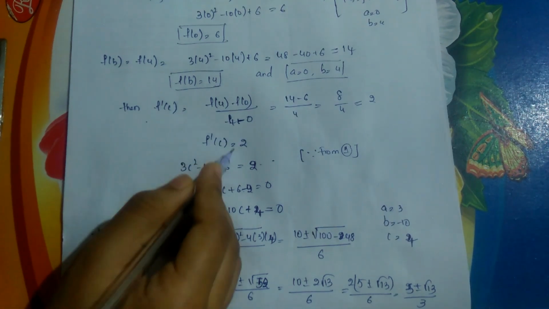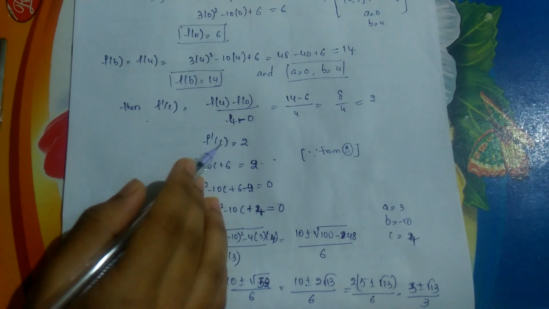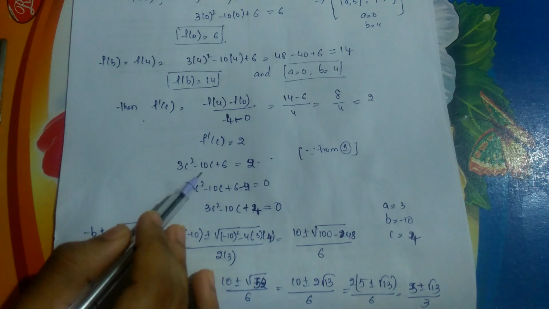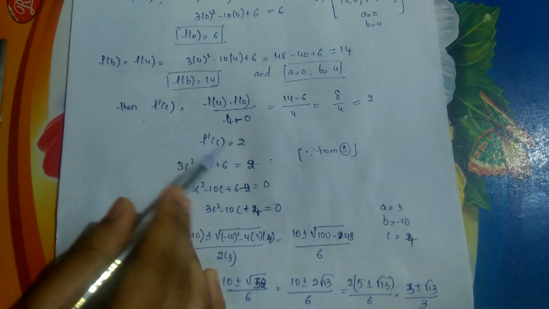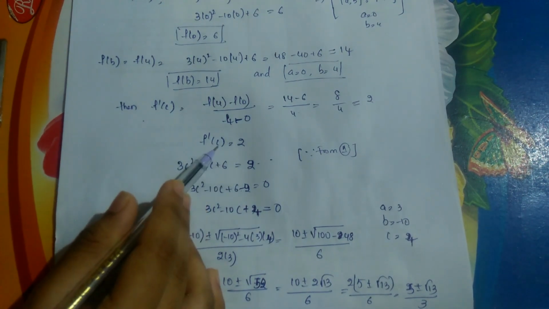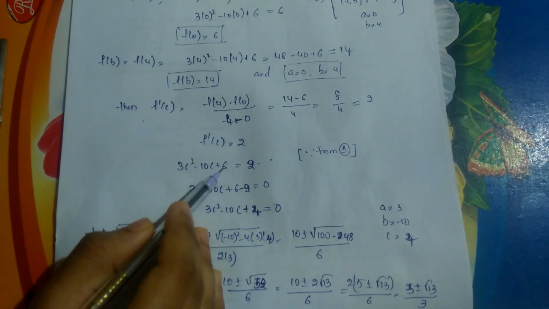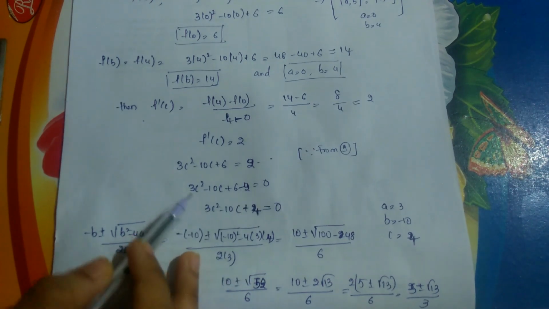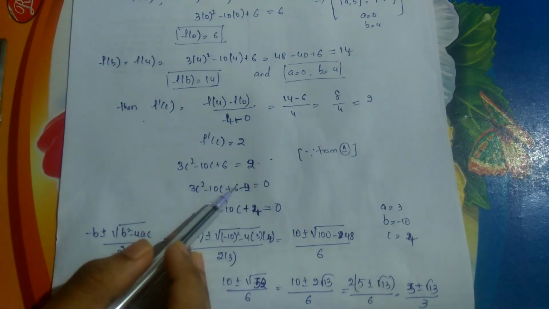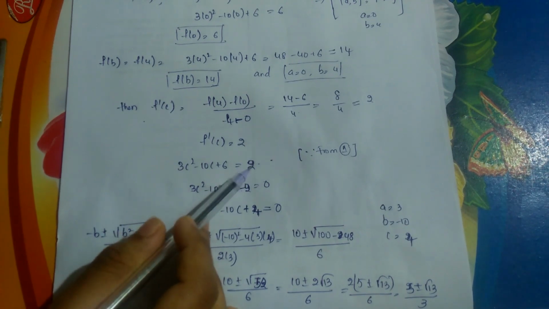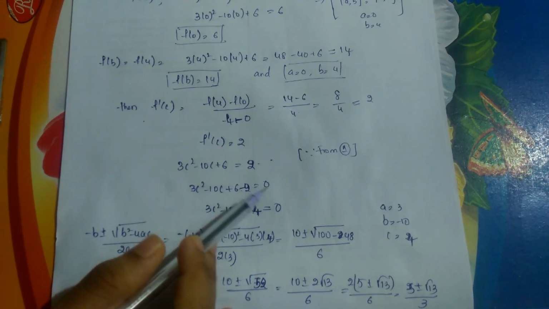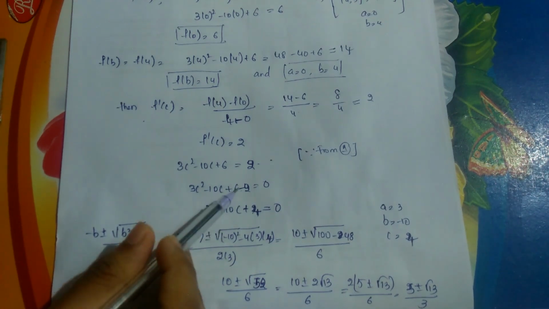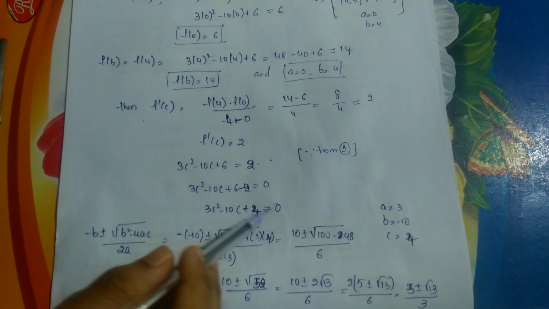We know that f dash of c is the derivative f dash of x. So f dash of x, we got as 3x square minus 10x plus 6. So in place of x, when we substitute c, we get 3c square minus 10c plus 6, and that equals 2. We got it from equation 1. Then when you send 2 to the left hand side, it becomes minus 2, and this equals 0. So 3c square minus 10c plus 4, since 6 minus 2 is 4, equals 0.